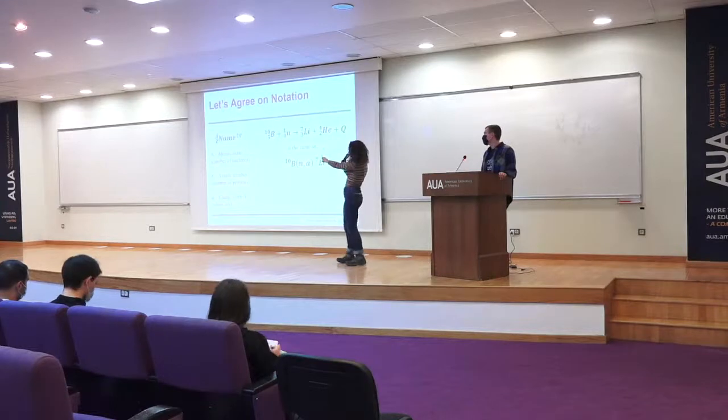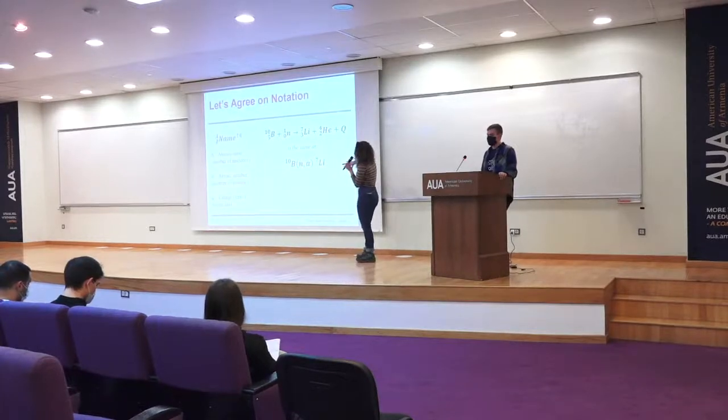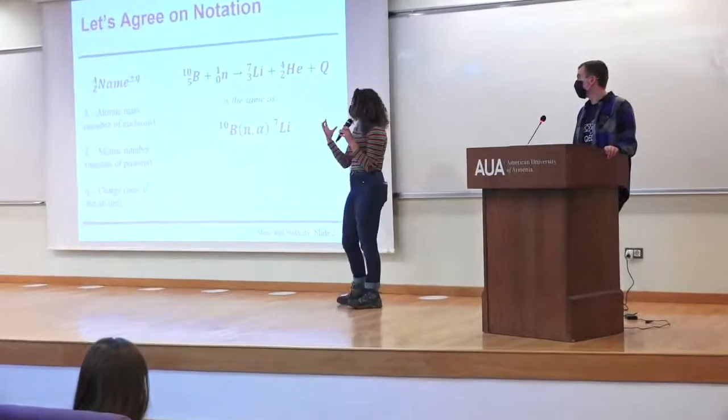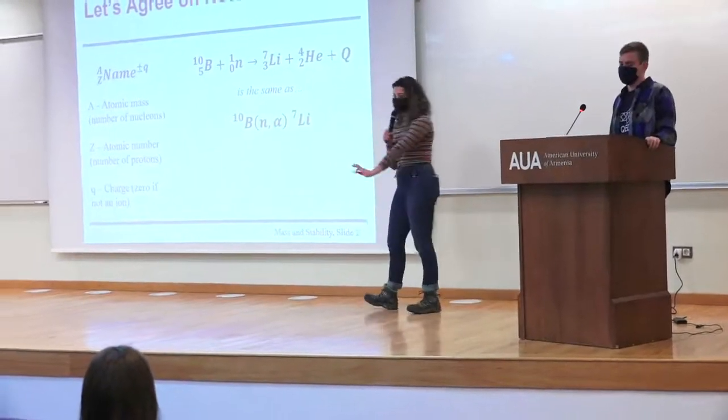A is the atomic mass. It's always on the top of your element, and then Z is your atomic number. The mass is the number of nucleons as a whole. Z is the number of protons, and then Q, lowercase, is the charge.